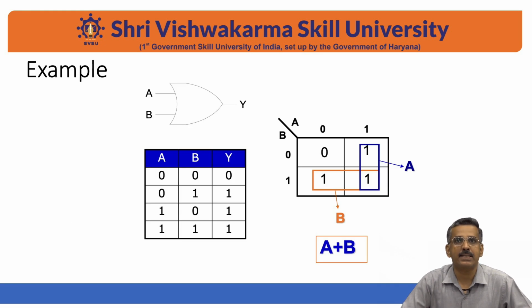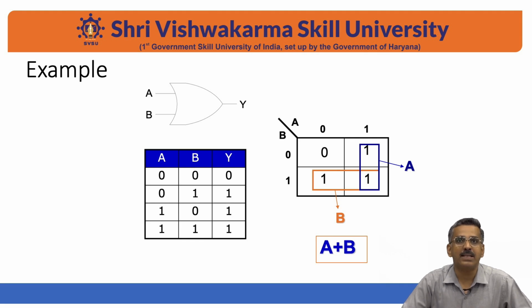Now let us discuss one example for this case. Suppose we have the OR gate as shown here. We know that the truth table of the OR gate is given like this, in which the output is 0 when both inputs are 0, and the output is 1 when there is a high voltage at any terminal. Now from this Boolean truth table, we will generate the Karnaugh map table.